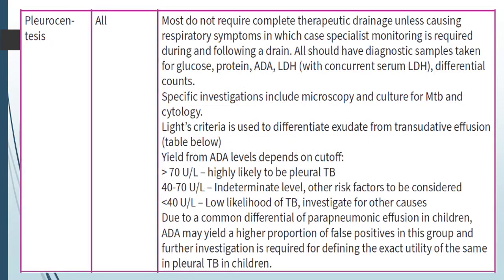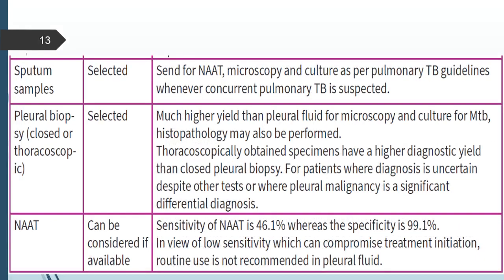Therapeutic thoracentesis is only required in case of respiratory distress. Tube thoracostomy is done in cases of massive pleural effusion, empyema and hydropneumothorax. Sputum examination is done to rule out concurrent pulmonary tuberculosis. Pleural biopsy, as discussed earlier, is done in case of unclear diagnosis even after pleural fluid examination.